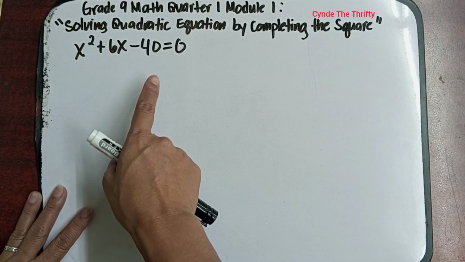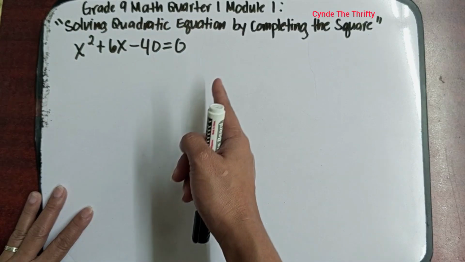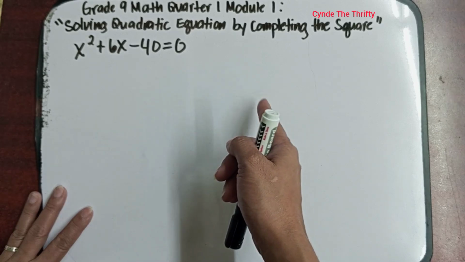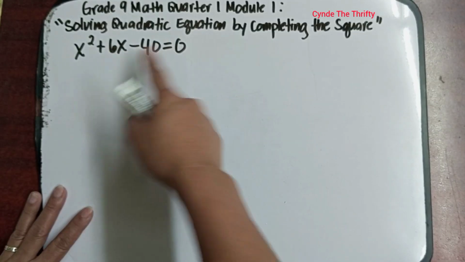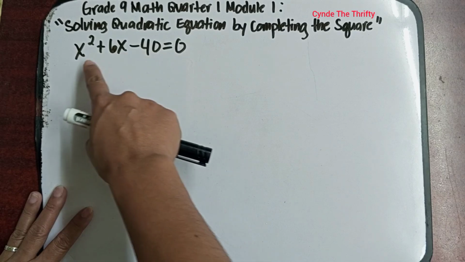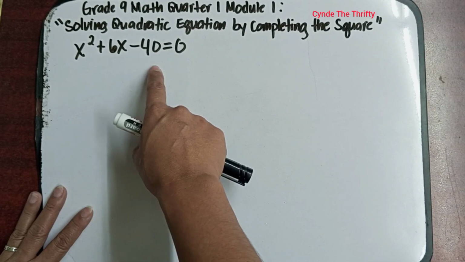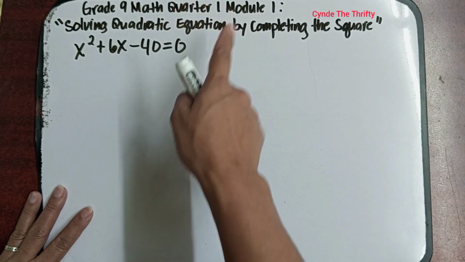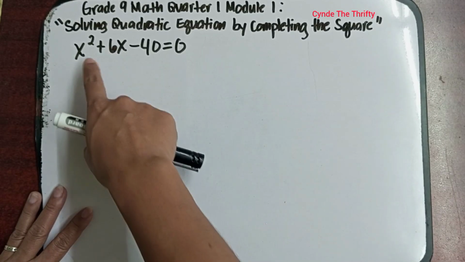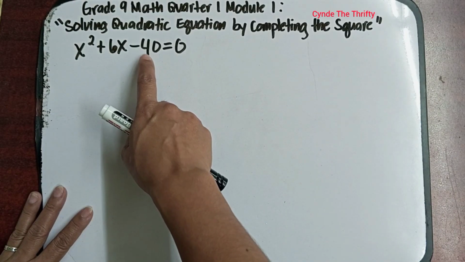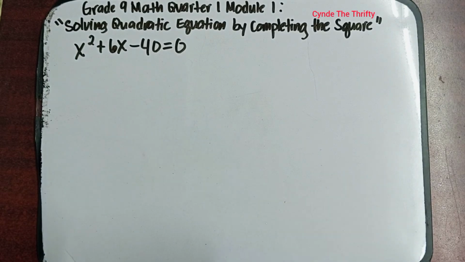So kapag 1 ang a natin, mag-skip na tayo sa ating step 1. Punta na tayo sa ating step 2. Kasi kapag i-divide natin siya sa 1 lahat, same lang pa rin yung makukuha nating equation. X squared pa rin plus 6x minus 40 is equal to 0. So proceed tayo sa step 2. Now, ang step 2 natin is i-add natin both sides ang 40 or ang value ng ating c.